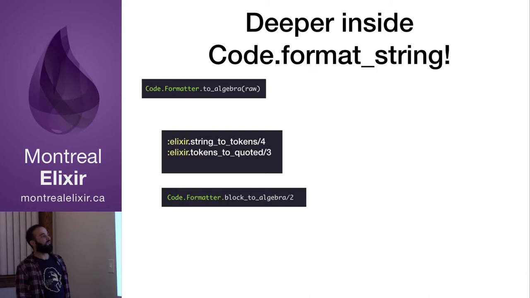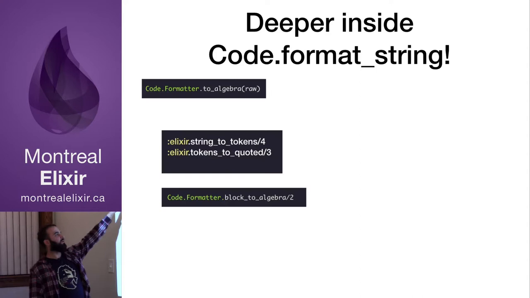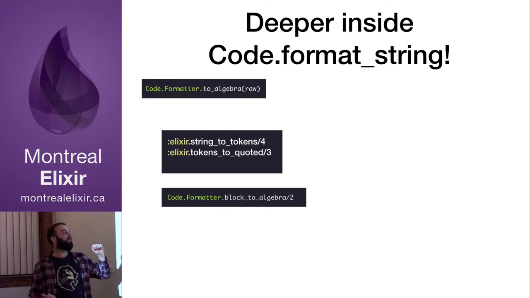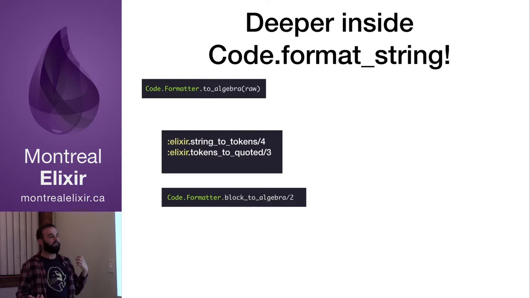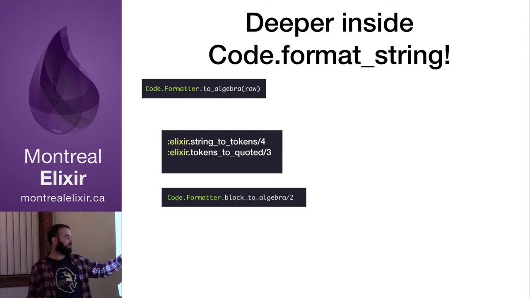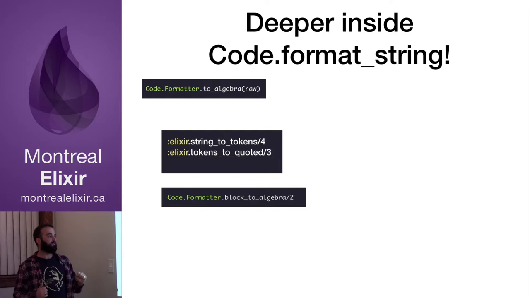So now I can see that I have code going from math to algebra. I pass a string directly and I get the tokens. Within the tokens, I can get the code modified just for the formatter. It's not the same code that you have in Elixir. Then I can call code formatter block to algebra, and I'm going to have that lazy algebra. So I'm creating algebra based on the code that I have in the language already.